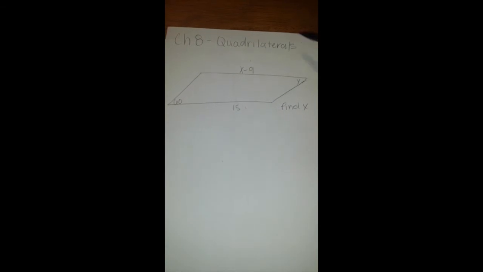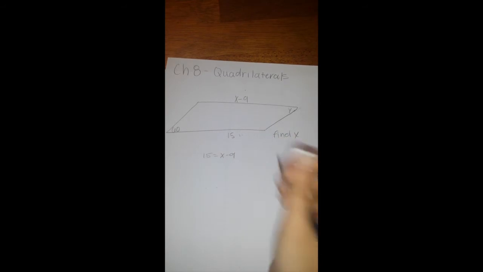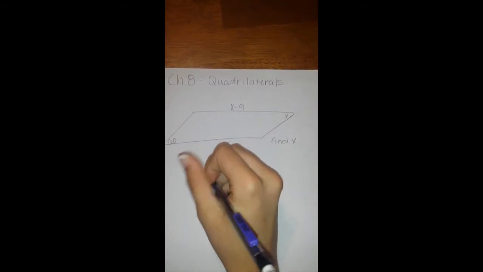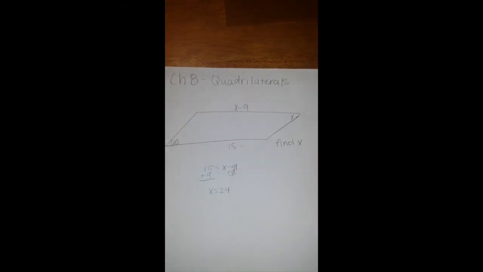So we have chapter 8, and that is quadrilaterals. So right here we're going to try and find x. So the opposite sides of a quadrilateral are always, or most of the time, congruent. So we're going to have 15 equals x minus 9, and we're going to add 9 to cancel that out. So we get x equals 24.